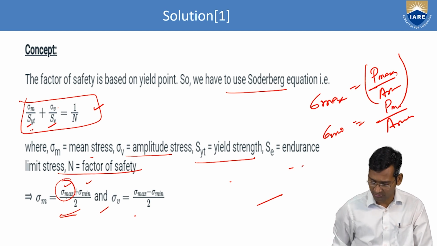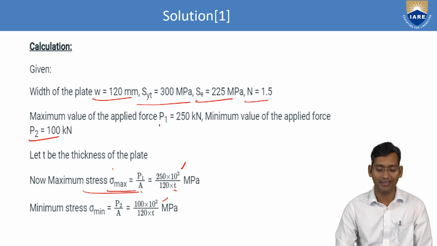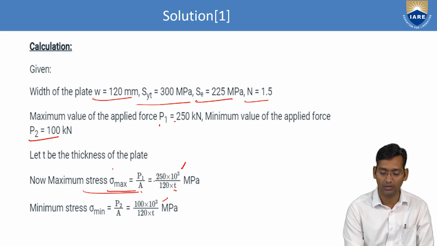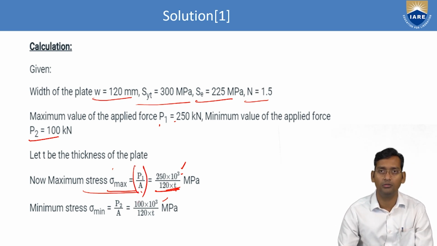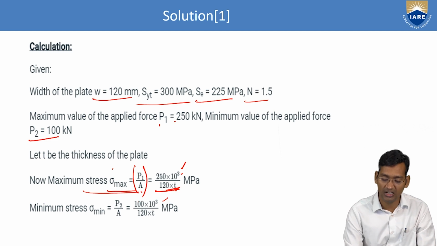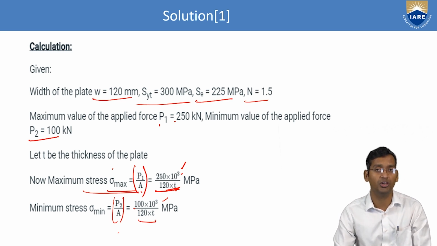So sigma max will be equal to P1 by A, where P1 is the maximum load, 250 into 10 to the power 3. Area is 120 into T. So this is your P1 by A, that is the sigma max value. Similarly, for sigma mean, that is P mean by area. P mean is 100 into 10 to the power 3, because we converted into Newton per mm square. So 100 into 10 to the power 3 divided by 120 into T, the area.